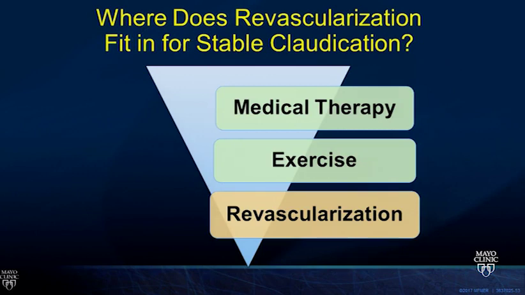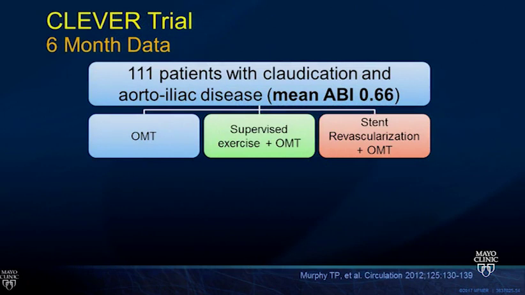We should be counseling regarding exercise. And then revascularization is once they're on OMT, they're doing exercise, considering revascularization for stable claudication. So what's the data behind this? A cutely named trial, the CLEVER trial, looked at this exact issue.